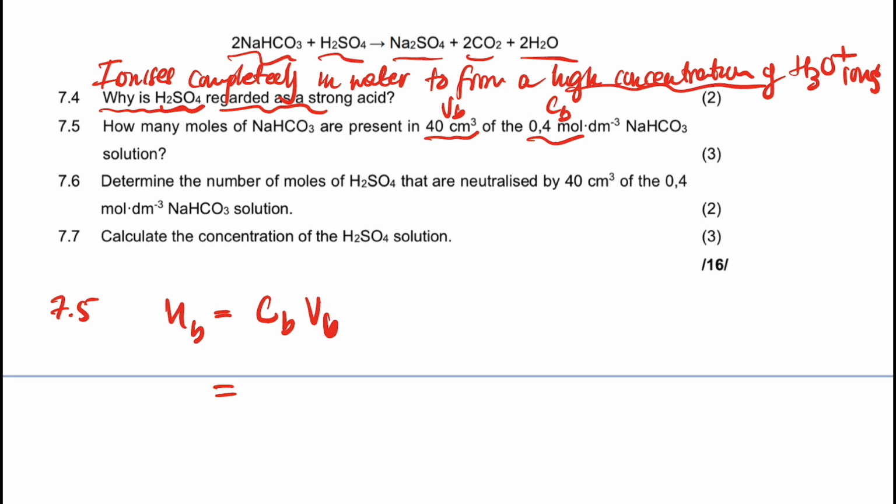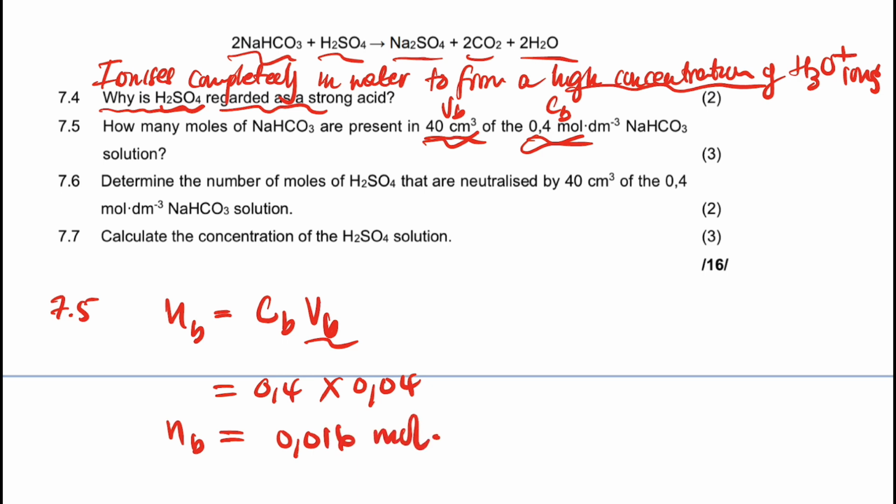So the concentration there is what? It's 0.4, and the volume, guys, has to be divided by 1000 to be in dm3. 40 divided by 1000 is going to be 0.04, and then we times that by 0.4. So the answer here, the number of moles of this base, is 0.016 mole. These are the number of moles present there.